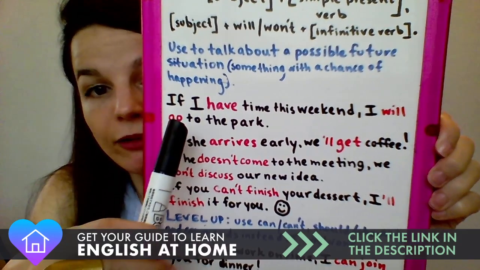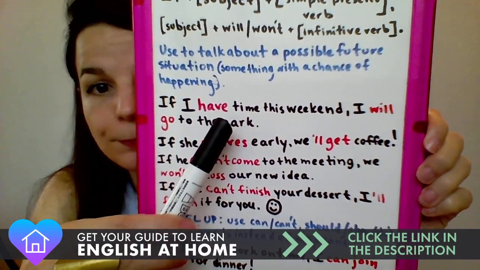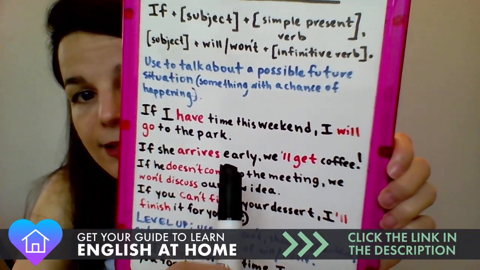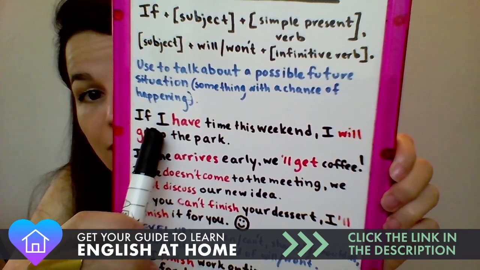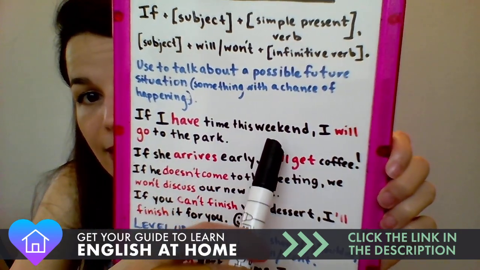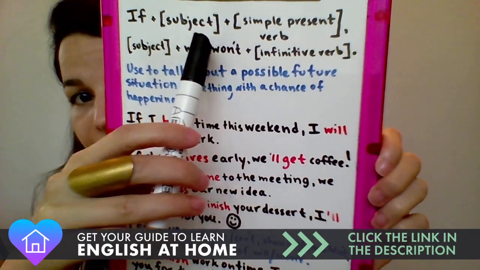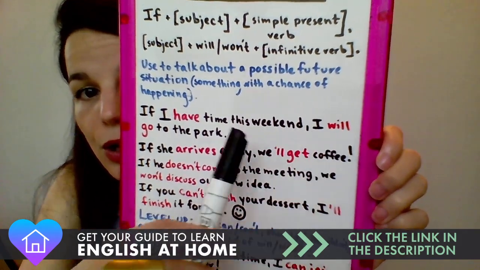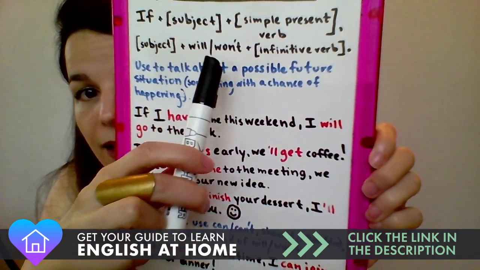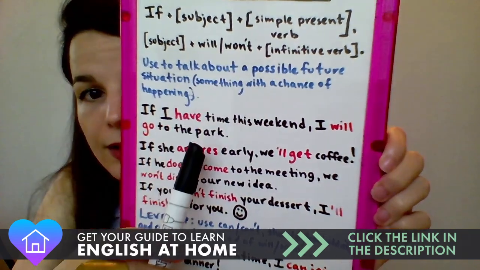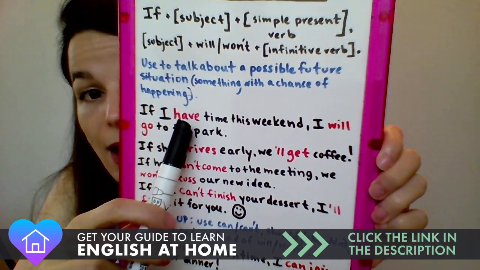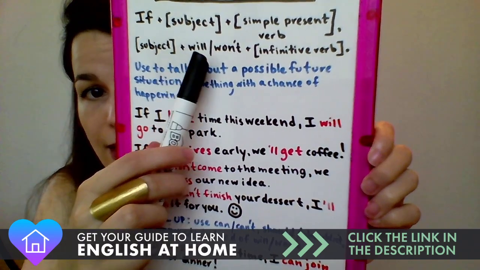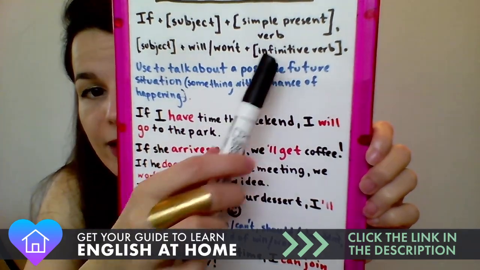First, if I have time this weekend, I will go to the park. So this is a very basic one. In this sentence, here's my if clause. If I have time this weekend. So that's this part of the sentence. It has if in the sentence. We know it's the if clause. Then this part, I will go to the park. That's the main clause. It has this will part. So my verb in the if clause is have. This is a simple present tense verb. In my main clause, I use will and infinitive verb go.